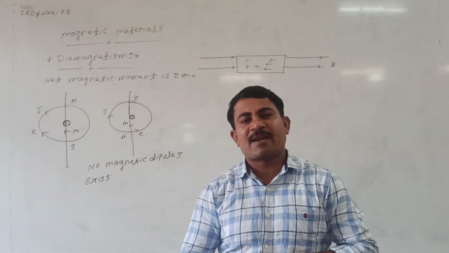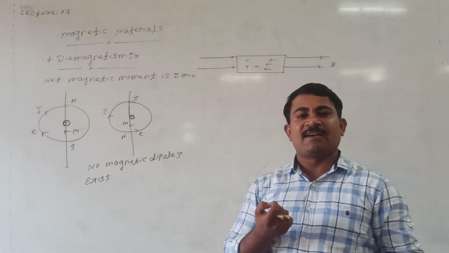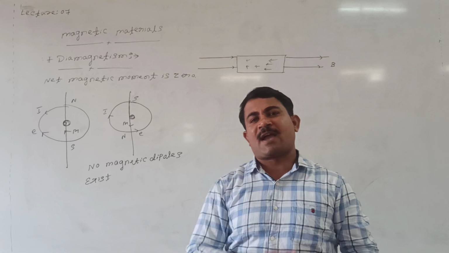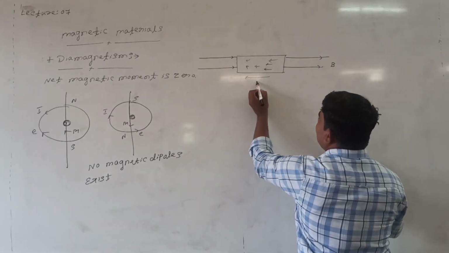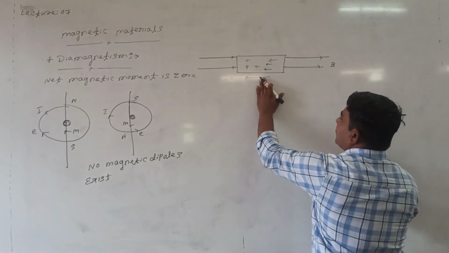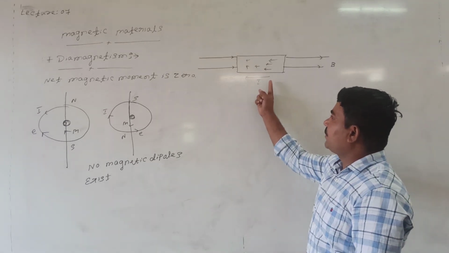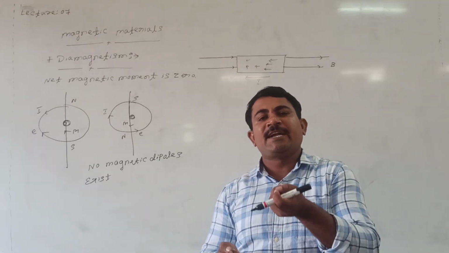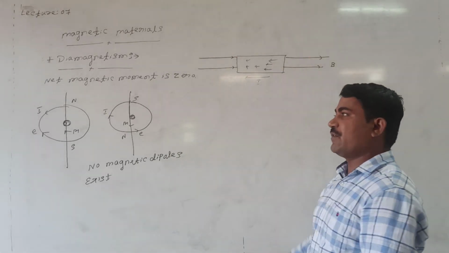Why are they weakly repelled by the magnetic field? When subjected to an external magnetic field, they get slightly magnetized opposite to the direction of the magnetic field. In this way, a net magnetic moment is developed, and it is always opposite to the direction of the applied magnetic field. See here, this we call the net magnetic moment. This net magnetization is always opposite to the direction of the magnetic field. So slight magnetic dipoles are developed in it, always opposite to the direction of the magnetic field.